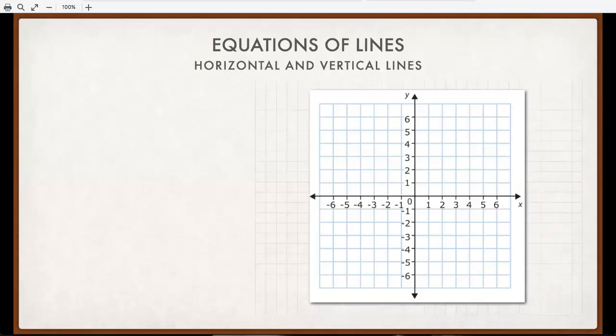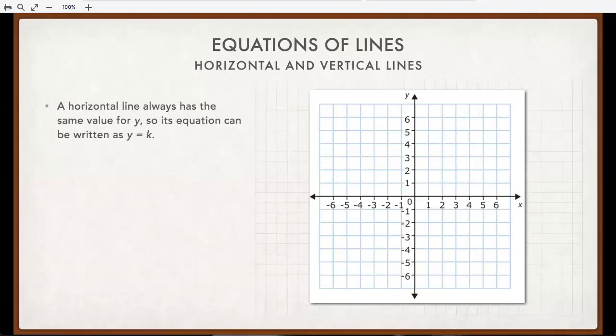Horizontal and vertical lines in our linear equations will be special cases. A horizontal line will always have the same value for y. So its equation can be written, the general form is y equals k, where k is any real number. So here we see this horizontal line, and the y value is always 3. So its equation is y equals 3.